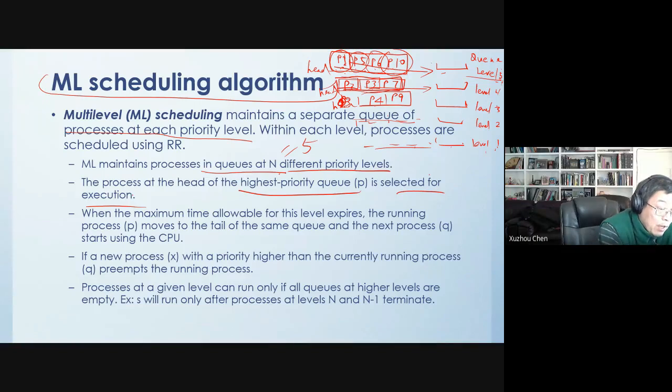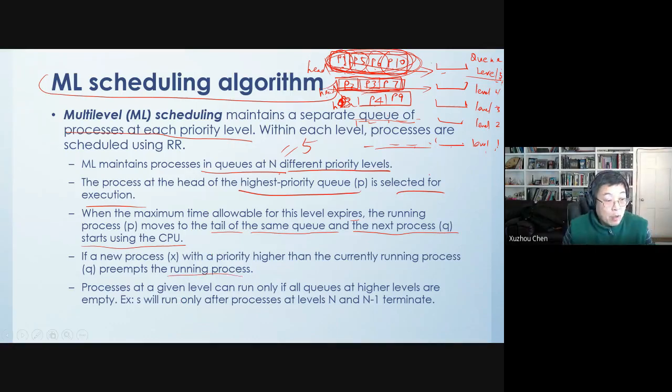So the process at the head of the highest priority queue is selected for execution. When the maximum time allowable for this level expires, the running process moves to the tail of the same queue, and the next process starts using the CPU. So as long as there are processes at the highest level, round robin is going to run at this level. The next level has to wait. Now, if a new process arrives with a priority higher than the current running process, then you have to preempt the running process.